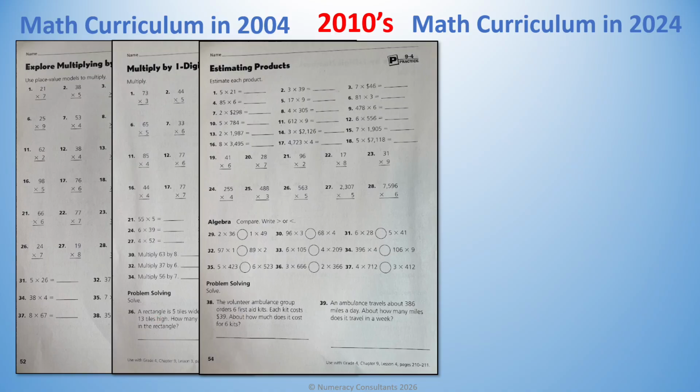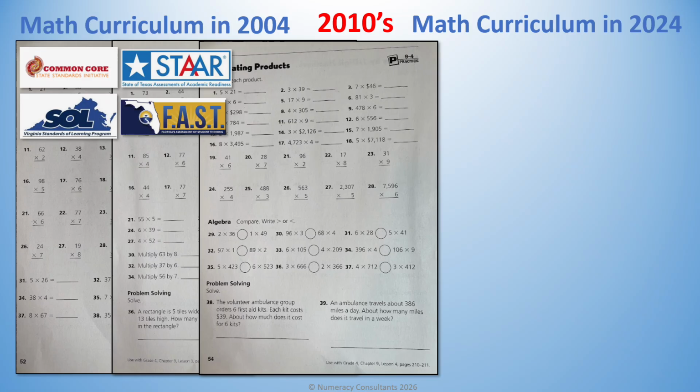Then around the 2010s is when the Common Core movement came. And what the Common Core essentially said is our curriculum is not challenging our students enough. Our kids are not critical thinkers. They're not problem solvers. Our curriculum is very process and procedural oriented. There's not enough problem solving where kids are getting a deeper understanding. And so during this time, about 41 states adopted the Common Core.